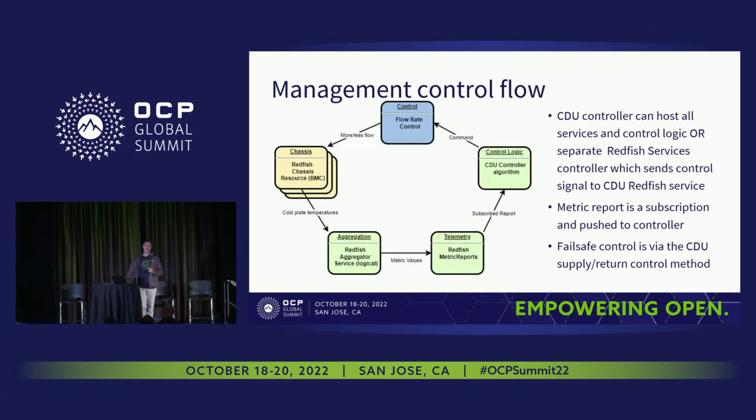All right. So this diagram here is just reiterating what I mentioned before about the control flow. So on the left in the light yellow, you have the BMCs in aggregate, and then that is aggregated by the Redfish aggregator, which you can then generate the metric values as a metric report, which can be sent to the CDU, and its controller logic can optionally send a command to the flow rate control, like I said, which can potentially increase the flow and prevent the server that's running at a high load from throttling or even potentially shutting down to avoid damage.